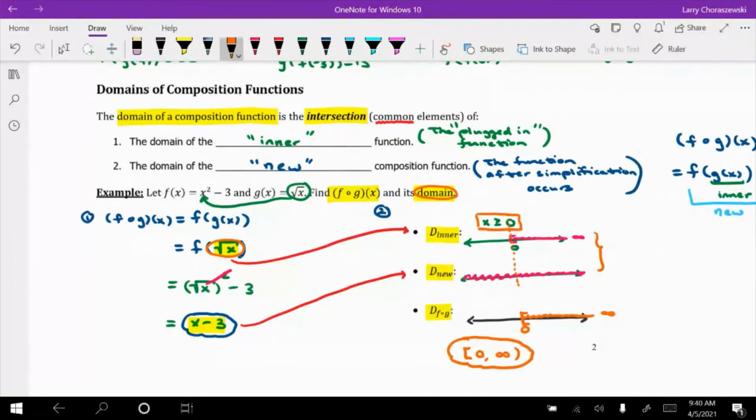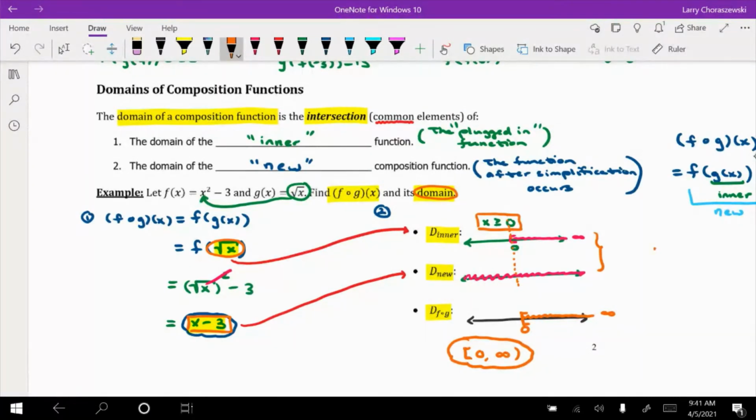Okay. Yep. Now for d new, I'm referencing x minus 3. So if we think about values of x that are allowed to be plugged into x minus 3, you can plug anything into x minus 3 because there's no division by 0 possible and there's no square roots in it anymore. So the domain of just the expression x minus 3 is going to be all real numbers.